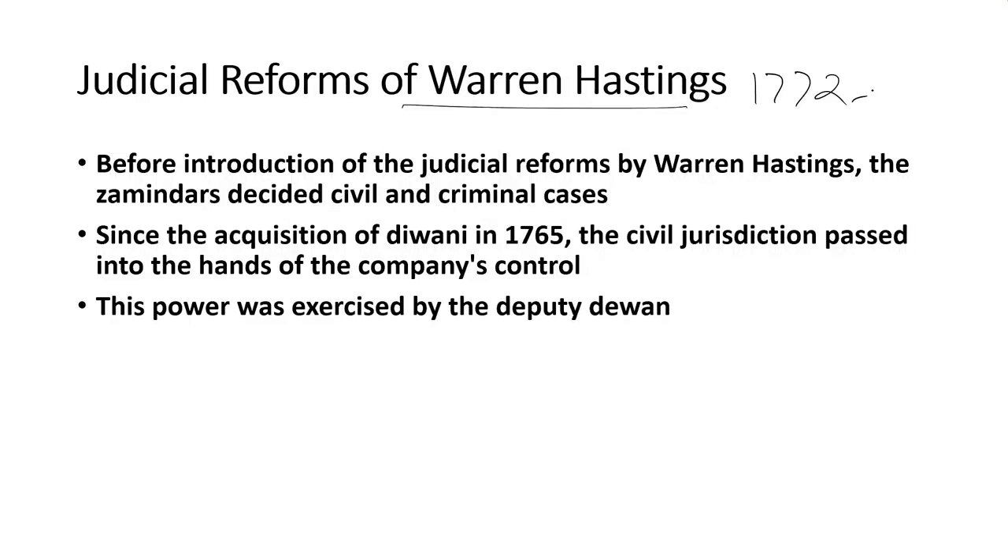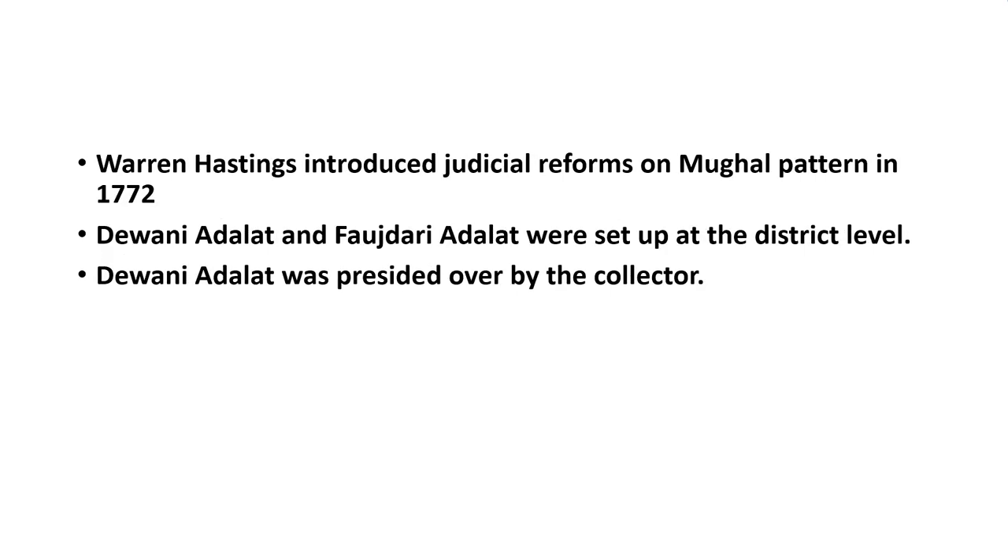It was during the period of Warren Hastings, whose period was from 1772 to 1785. In 1772, Warren Hastings abolished the dual system of government created by Robert Clive in Bengal. Before the administration of Warren Hastings, the Zemindars decided the cases. In 1772, Warren Hastings introduced the judicial reforms based on the Mughal pattern.